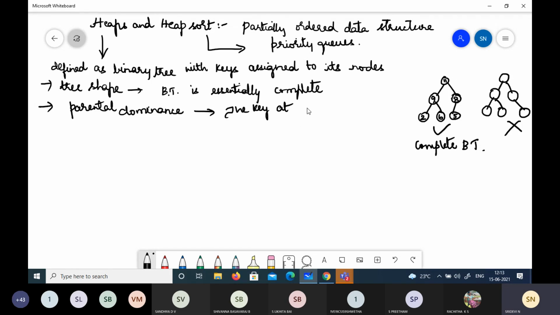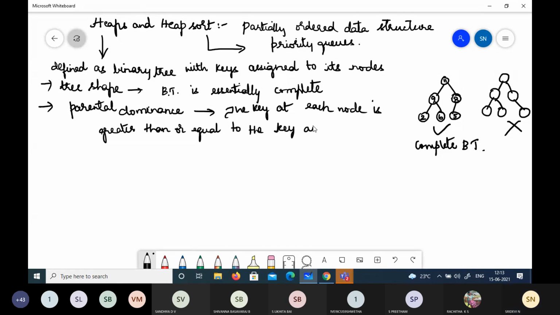The key at each node is greater than or equal to the key at its children. Okay, so that is your heap. No confusion with heap now.